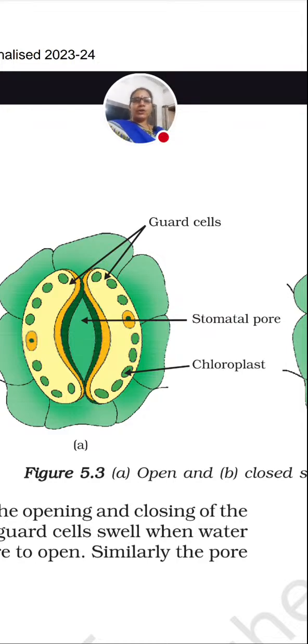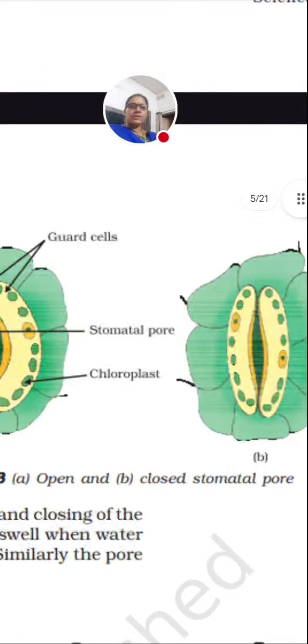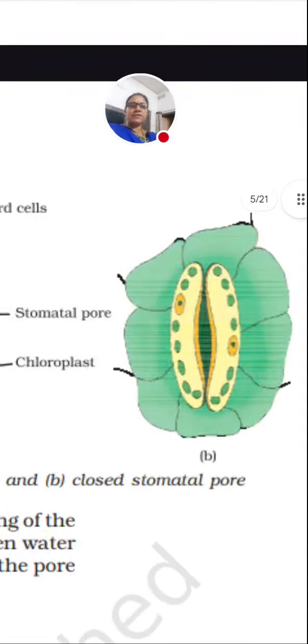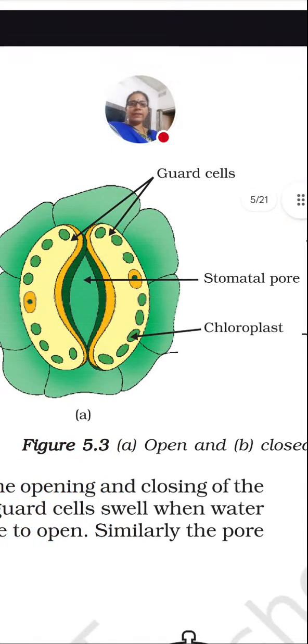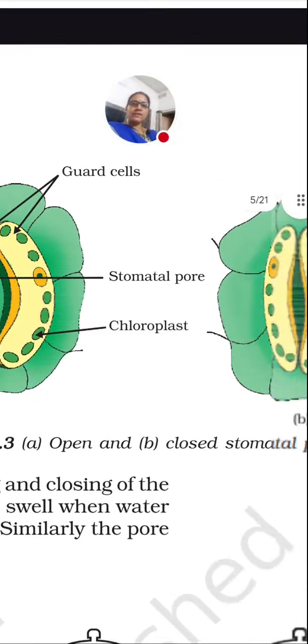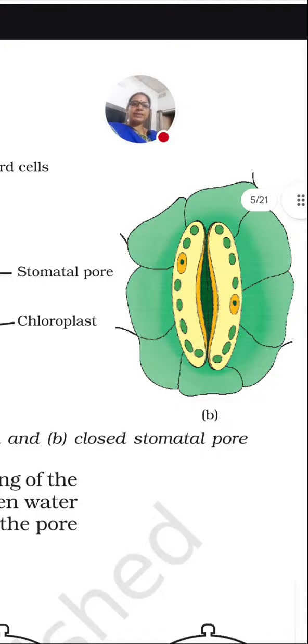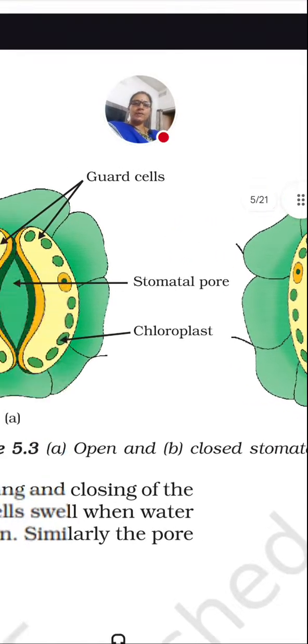Now once water is removed, you can see in the second diagram that the guard cells will shrink. Before, they were turgid, very fatty, which made the stomata open. Once water is lost, they will shrink and become tight. Once they shrink, they will make the stomatal pore close. Thus the stomata will close up. So this is how the stomata opens and closes.